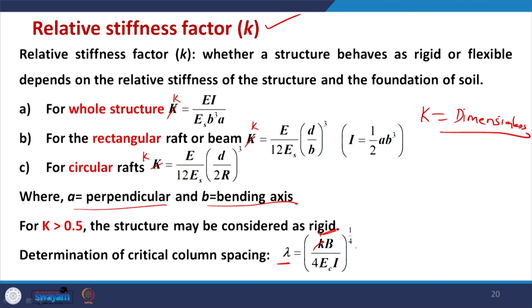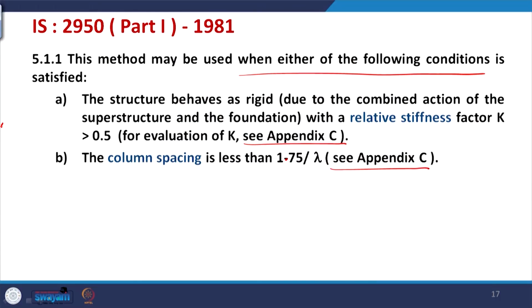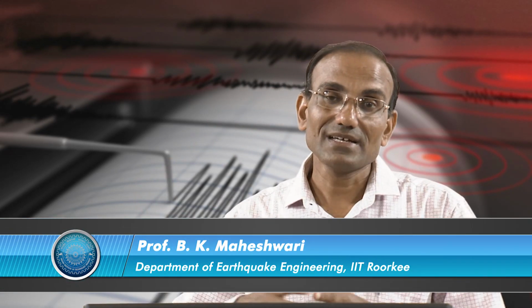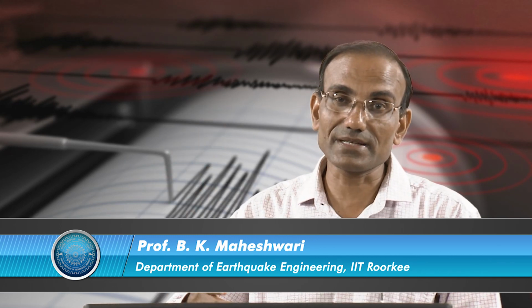Once lambda and k are known, you can check whether condition A or condition B is satisfied. If none of these conditions is satisfied, then we cannot use this method. If one of the conditions is satisfied, then we can go for this method using the rigid foundation. The principle is very simple: you need to make sure that the analysis is done in such a way that the total loads coming from the superstructure pass through the center of gravity of the footing. That is the basic concept of this method, the rigid foundation.